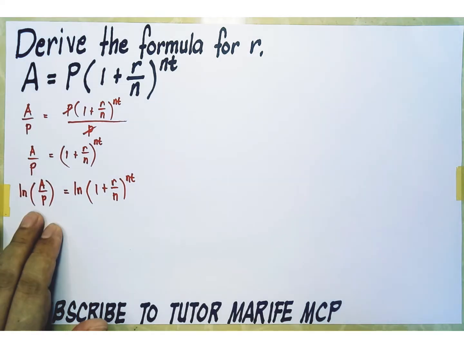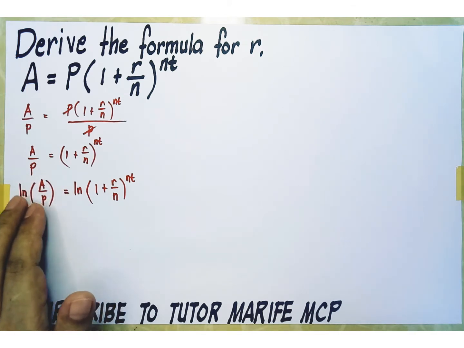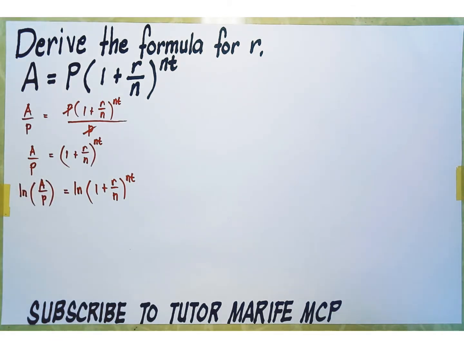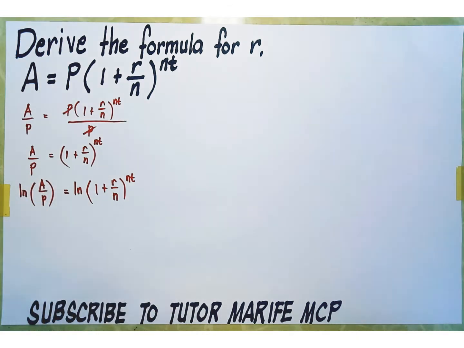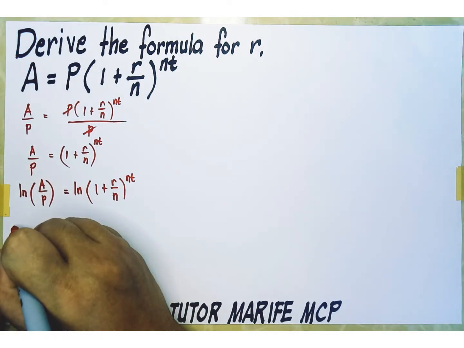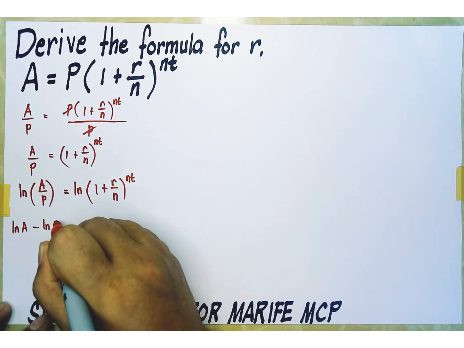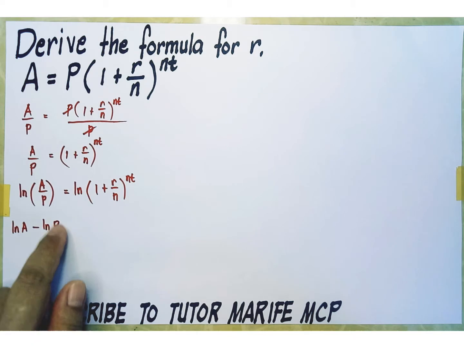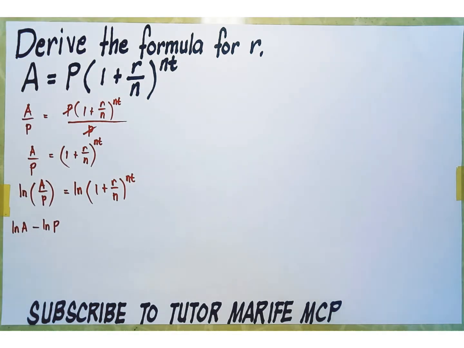Next, on the left side, I'll use the quotient rule for logarithms to expand the left side. What's the quotient rule for logarithms? It says that the logarithm of a quotient can also be written as the difference between the logarithms. So ln of A over P can be written as ln of A minus ln of P. So this is the expanded form of the logarithm of the quotient.